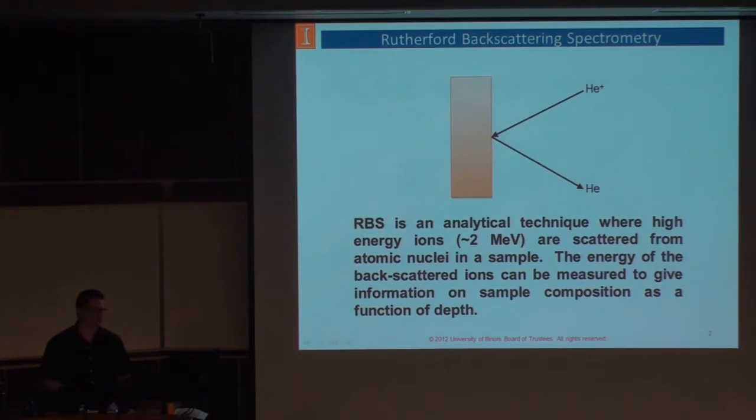High energy ions. Define high energy ions as approximately 2 MeV, and they're scattered from the atomic nuclei in a sample. The energy of the backscattered ions can then be measured to give information on the sample composition as a function of depth.